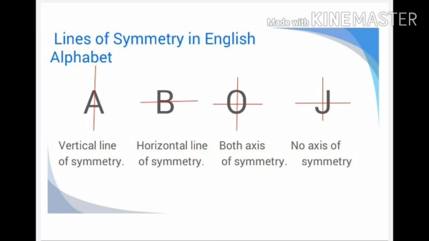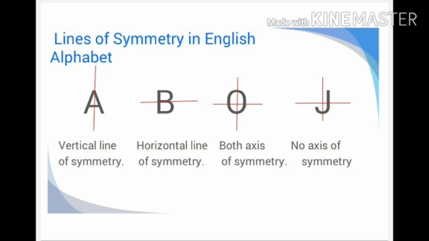Now in alphabet B you can see the line of symmetry is in horizontal position. So it is a horizontal line of symmetry. Now in O we can make two symmetrical lines, one in vertical position and the other in horizontal position. So both axes of symmetry.